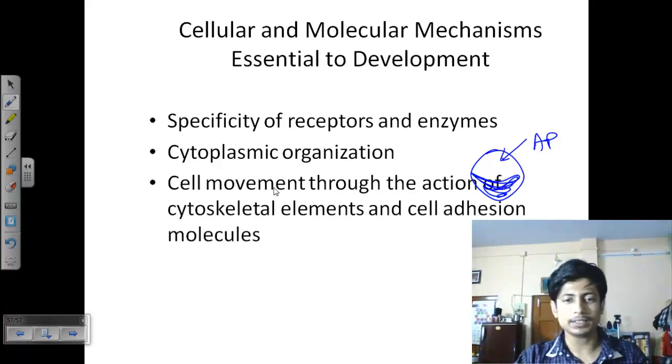Cell movement through the action of cytoskeleton elements and cell adhesion molecules also plays a vital role. Cell adhesion molecules play the vital role for the compactness of the cells together in the morula as well as in the blastulation phases, so that the cells will not segregate and the blastocoel content is maintained as it is. As well as the cytoskeleton, like the actins, the intermediate filaments and the microfilaments, play a vital role.